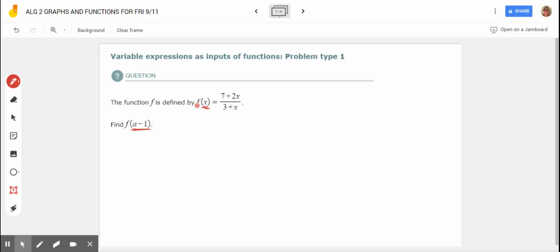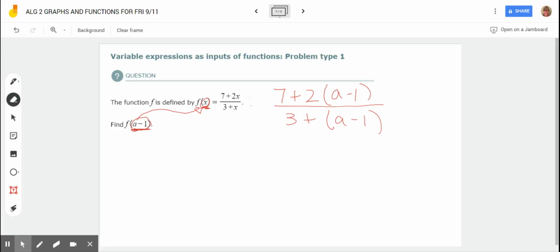It's saying, here's the function f. F is this. Then it says find f of a minus 1. Okay, so look at what happened. Instead of x, now we have a minus 1. That literally means you are going to plug that binomial, that big old thing, in for that little old x right there. So you are going to go 7 plus 2 times a minus 1, because that's where x was, all over 3 plus a minus 1. And I put it in parentheses just to highlight that fact.